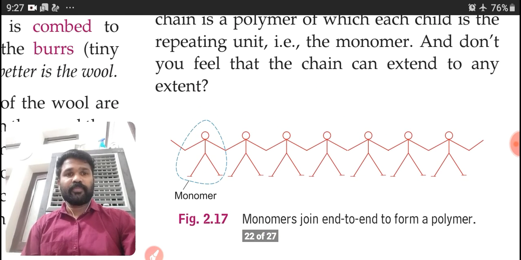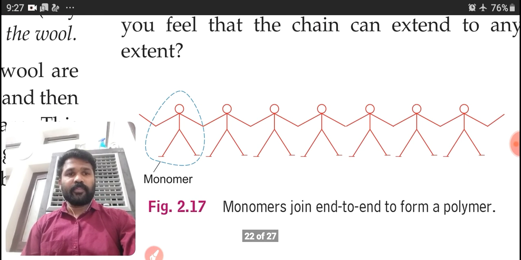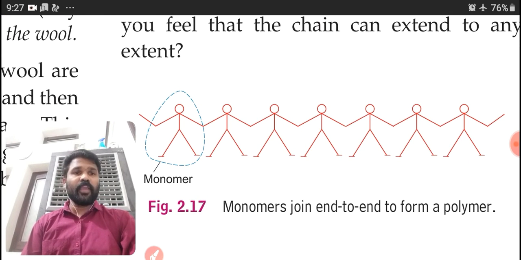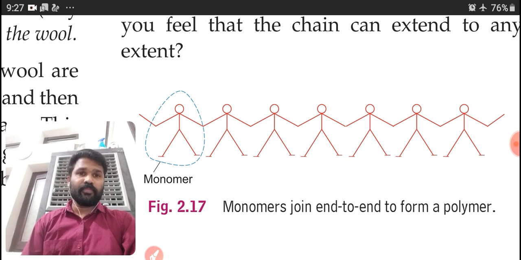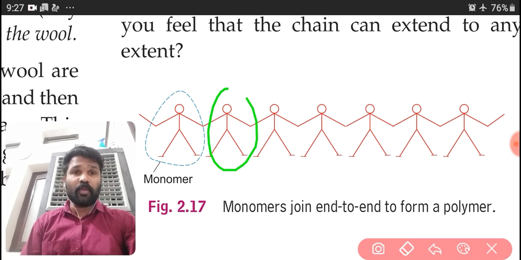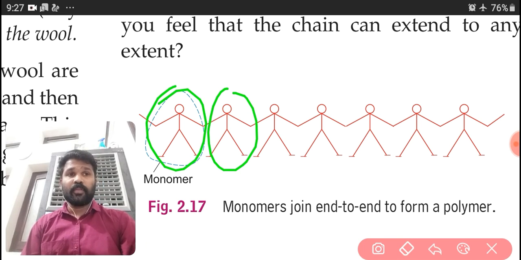You see here, monomers joined end to end to form a polymer. A single unit is called a monomer. Clear? Monomer.